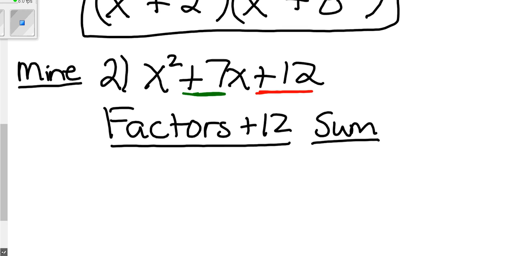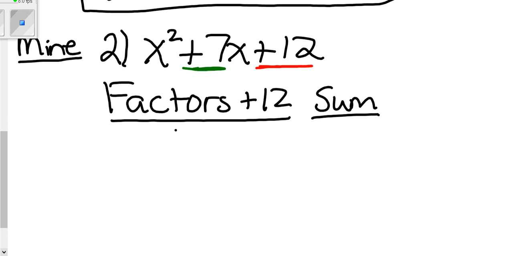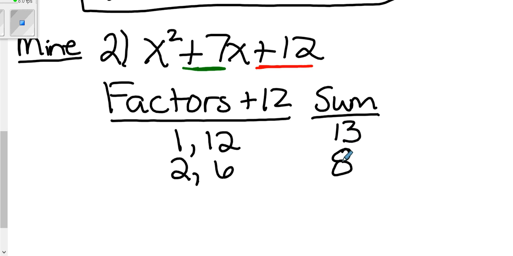Okay, so factors of positive 12 would be 1 and 12. That'll get you 13. 2 and 6. That'll get you 8. 3 and 4. That'll get you 7 when you add them together. We're looking for a middle term of 7. There's a 7 right there.